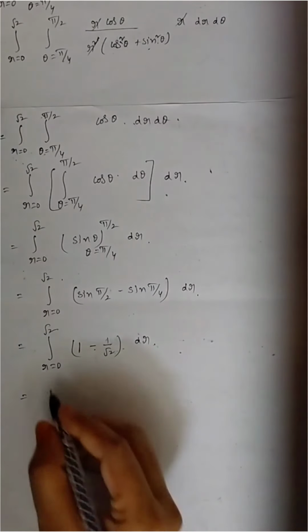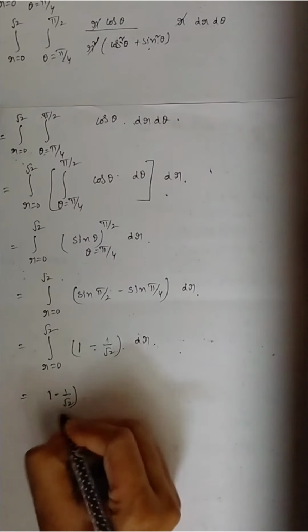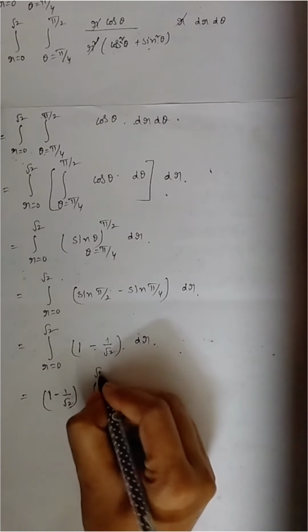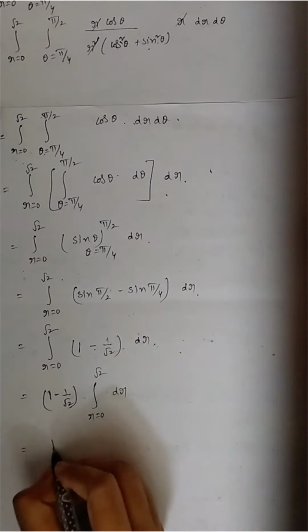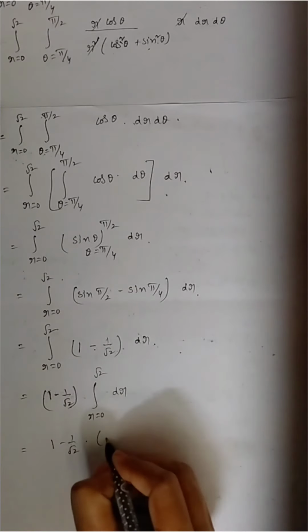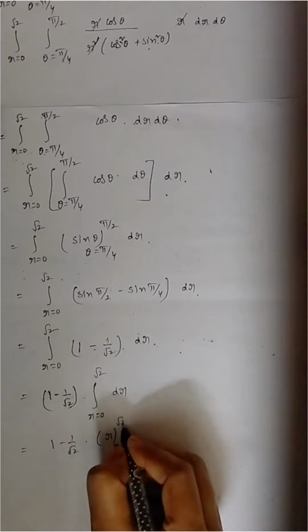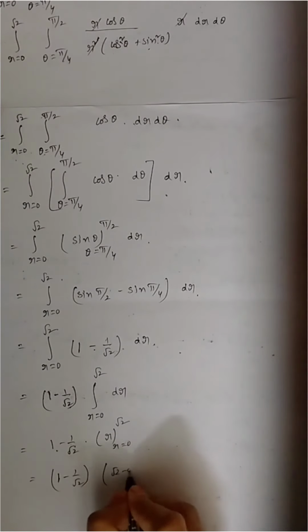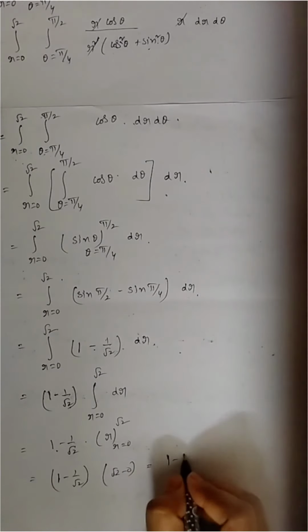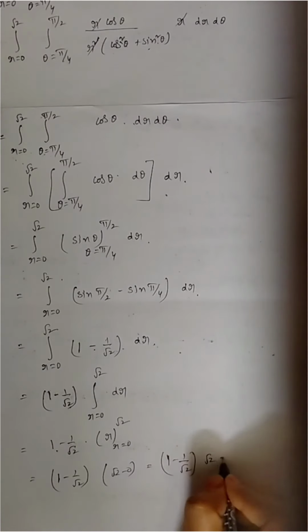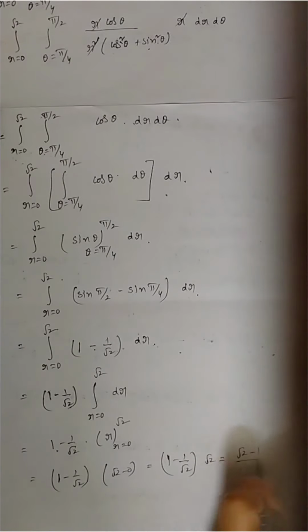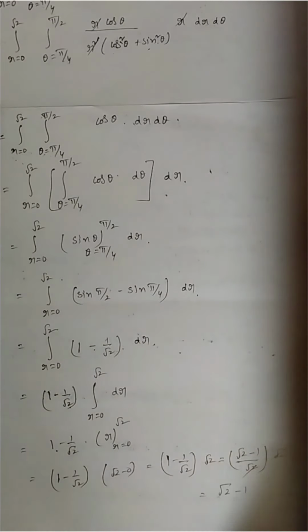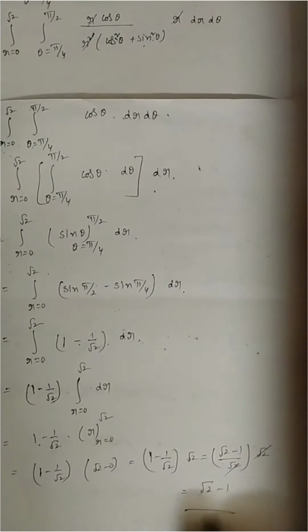So 1 minus 1 by root 2 is constant, so you can write it in front: 1 minus 1 by root 2, integral r equals 0 to root 2 dr. Integral dr means r from 0 to root 2, upper limit root 2 minus 0. This equals 1 minus 1 by root 2 into root 2. Take LCM, root 2 minus 1 by root 2, into root 2. Root 2 gets cancelled. Answer is root 2 minus 1. So this is the answer.